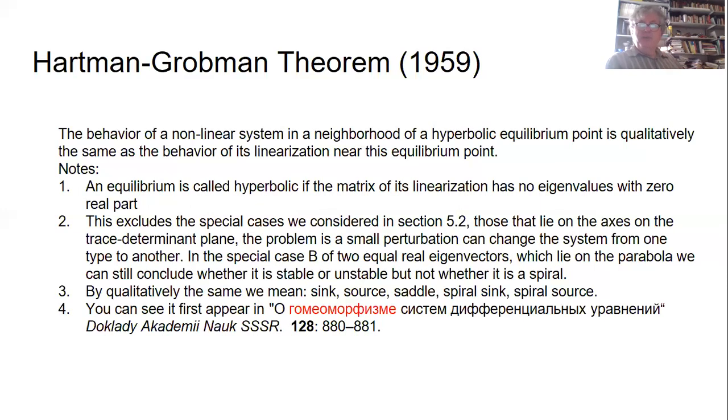So this theorem first appeared in 1959 in a Russian paper. And there it is, if you can read Russian. I'm very proud because I can actually understand what that word in red is. It's homeomorphism. That tells us that this theorem, the Hartman-Grobman theorem, is a topological theorem. So it's a theorem from one flow plane to another flow plane. And it's saying that there's a homeomorphism around the neighborhood of that hyperbolic equilibrium point.